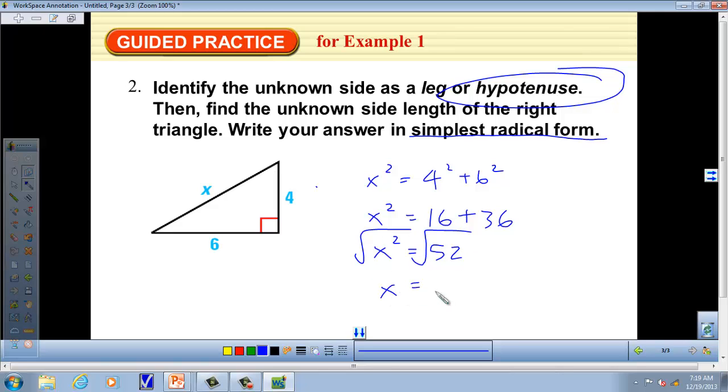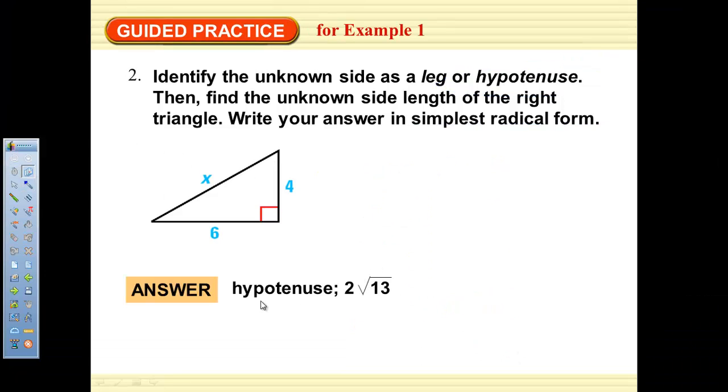In this case, if you know a deck of cards is 4 suits, and each one has 13 cards in it. So we have our hearts, our diamonds, our clubs, and our spades, and each of them has 13 from an ace all the way up to a king. Therefore, this 4 can come out as a 2, and my answer is 2 rad 13. And it's a hypotenuse. 2 rad 13 is my answer.